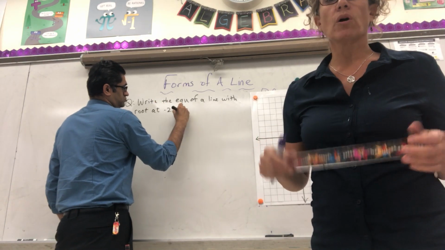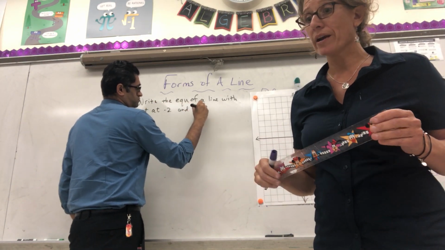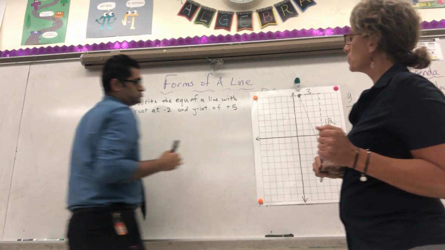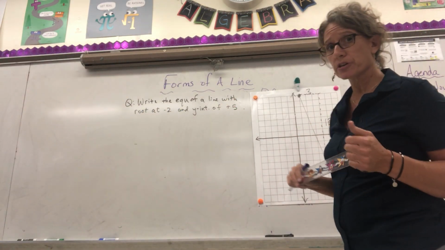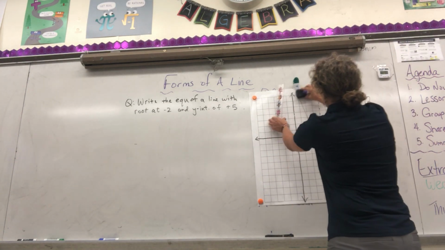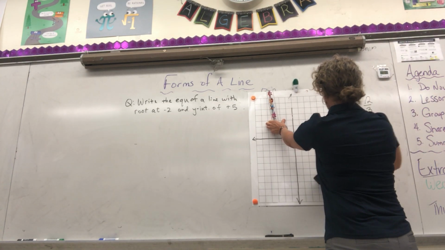And then we're going to also use a y-intercept of a +5. So we want the equation of a line with a root at -2 and a y-intercept of +5. Okay, so let's graph it first just to get an idea of what it looks like.